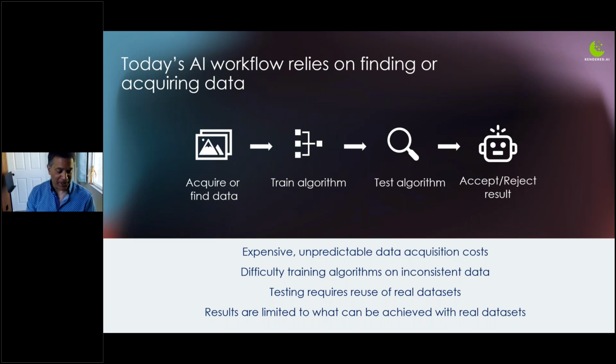Data scientists have become very good at manipulating data sets to try to squeeze every last performance percentage out of an existing data set. But at the end of the day, if you're looking for purple elephants and you don't have any purple elephants in your data set, then you're not going to be able to train an algorithm to find purple elephants if you're only using the real data set that you're handed.